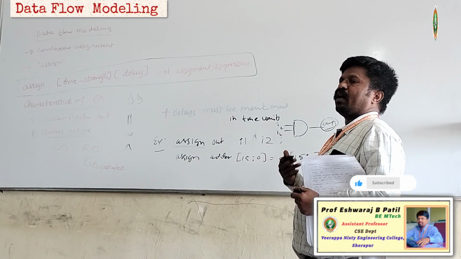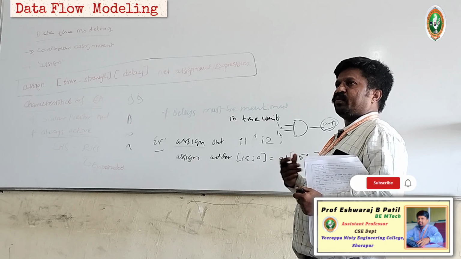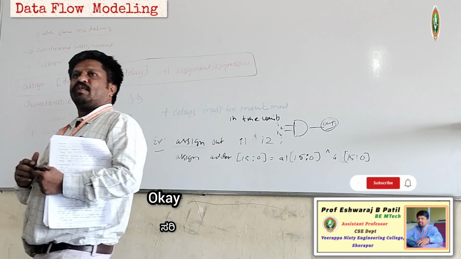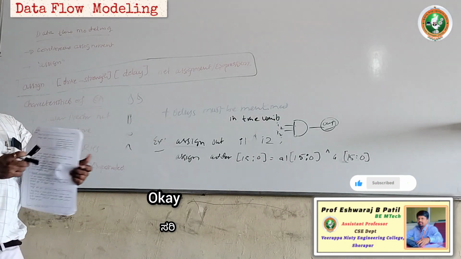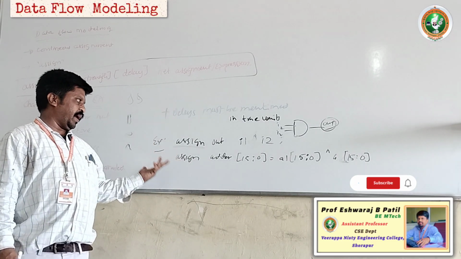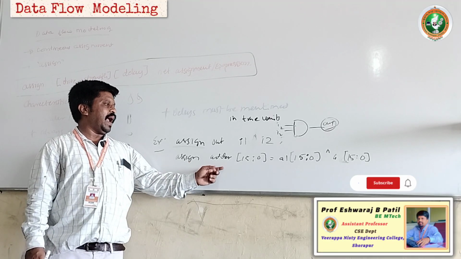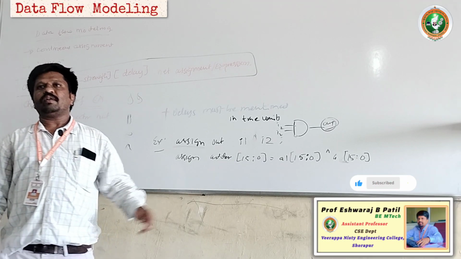This is nothing but we are not writing the direct gate names. Instead of writing the gate names, we'll use the operators here, whatever type of symbolic representation I'm using. Okay, next question. The next example is the assign keyword with the adder in vector form.